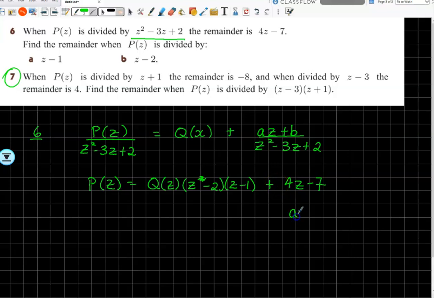So your remainder for question 7 will be AZ plus B. So when you're slapping P of 3 and P of minus 1 in, you might end up with something A plus B equals 8, and then something A, something B equals 4. Linear solve. Simultaneous solve.